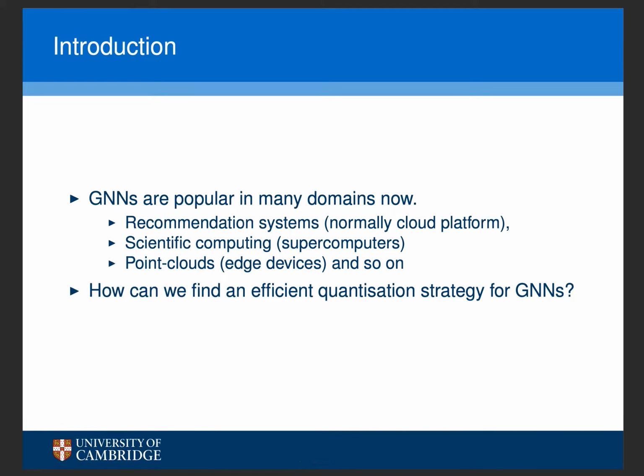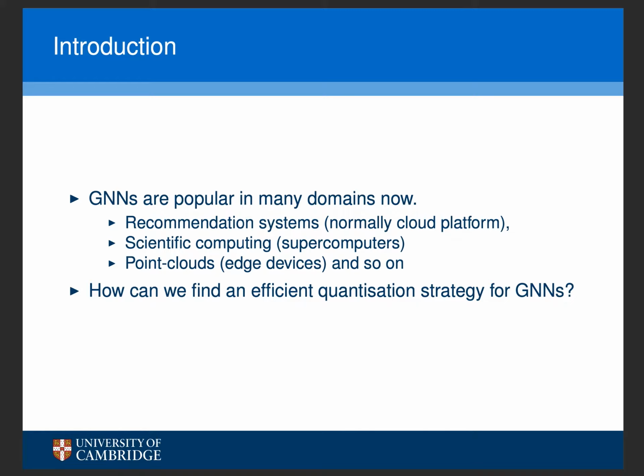As we all know, GNNs today are getting really popular in different domains. This includes, but is not limited to, recommendation systems, scientific computing, and also point cloud processing. And it is interesting to see how GNNs are being operated on very different hardware systems. For example, in recommendation systems, it's very popular to operate GNNs on cloud platforms.